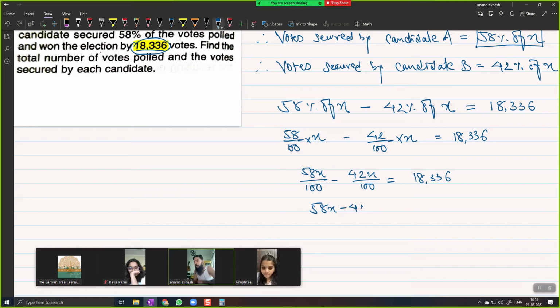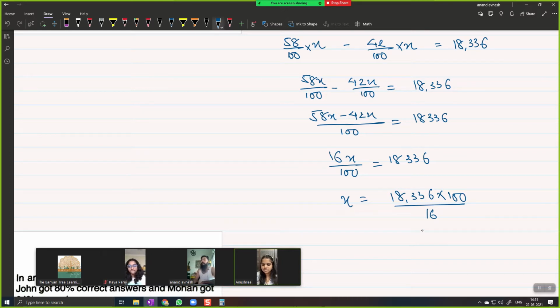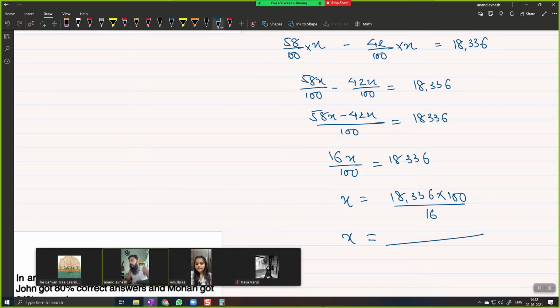So they will be subtracted now. 58x minus 42x upon 100 is equal to 18,336. So this will be 16x, right? So 16x upon 100 is equal to 18,336. So x is equal to 18,336 times 100 upon 16. Now you will get x, which is the total number of votes polled. Calculate this and tell me.